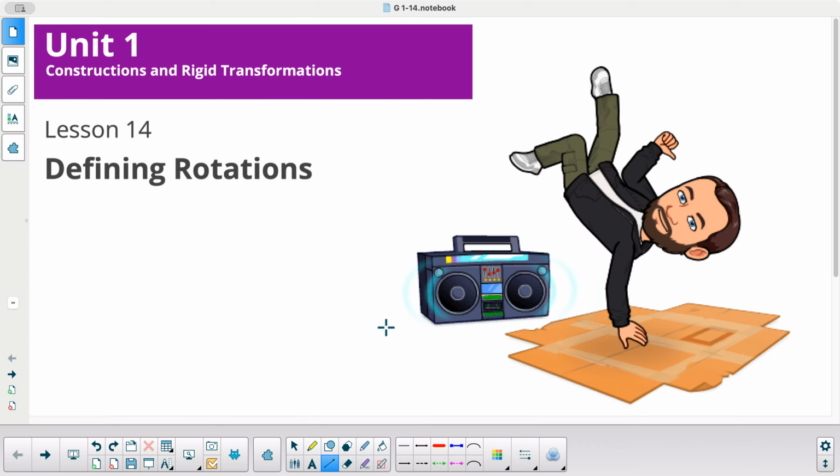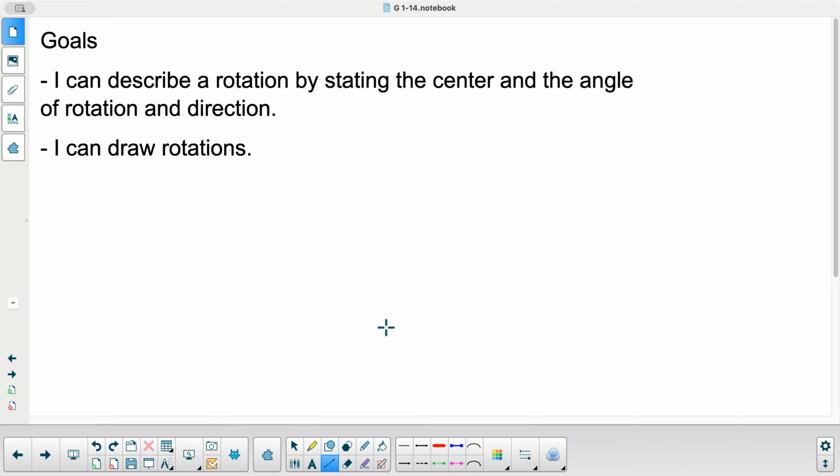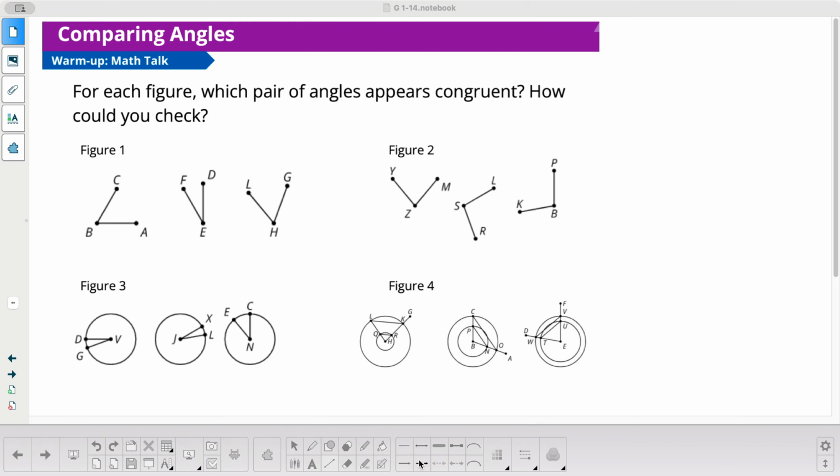Geometry. Unit 1, Lesson 14 is called Defining Rotations. So our goals today are: I can describe a rotation by stating the center and the angle of rotation and direction, and I can draw rotations. Okay, so pause the video and go ahead and give the warm-up a try here.